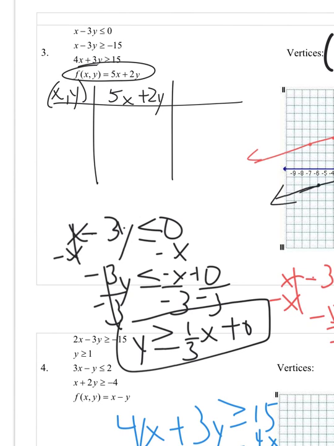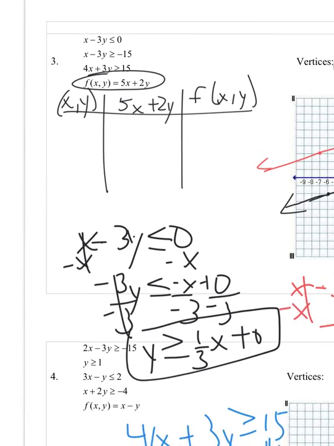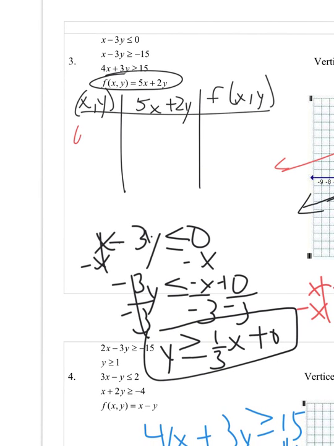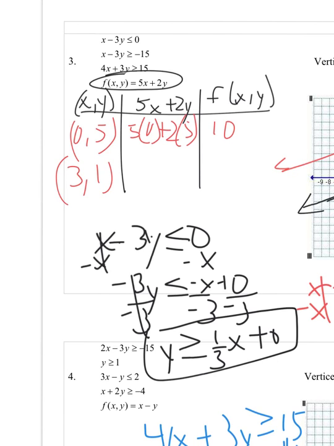And then we are going to put f of xy, or what we get when we plug values in, over here. Now if I do this, my vertices again were 0, 5 and 3, 1. So we're going to do 0, 5 and 3, 1. And what we're going to do is we're going to plug in the 0 for x, so 5 times 0 plus 2 times 5, and that's going to be 10. And then we're going to plug in 3 and 1 for x and y, so I have 5 times 3 plus 2 times 1. So that's 15 plus 2, which is 17. Okay, so there's our values in the table.